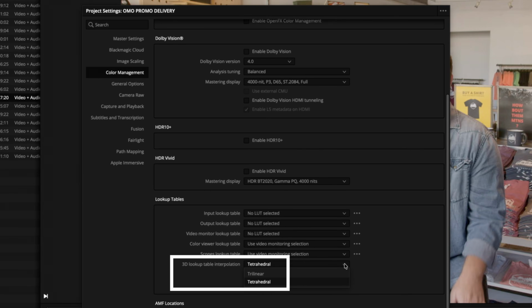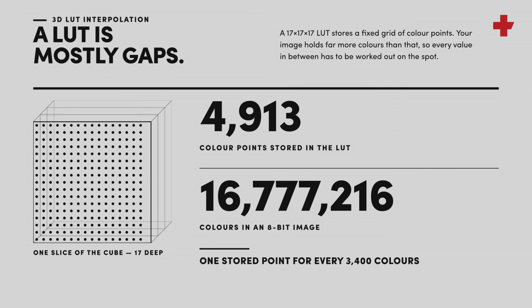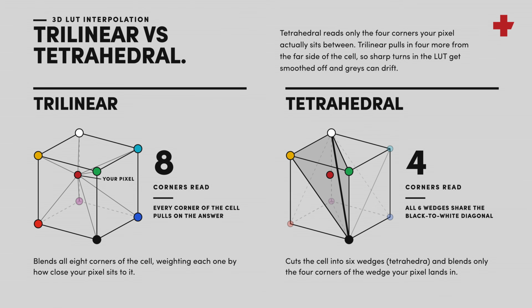3D lookup table interpolation sets the quality of how 3D LUTs are calculated, and it's worth understanding why that choice exists. A 3D LUT only holds a fixed number of color points. So for instance, a 17 by 17 by 17 grid, which is 4,913 set transforms. Now your image has got way more colors than that. So Resolve has got to guess the in-between values, and this picks how it does that guessing. Trilinear is the default. Its main job is backwards compatibility, matching older Resolve grades and the way LUTs looked in other apps.